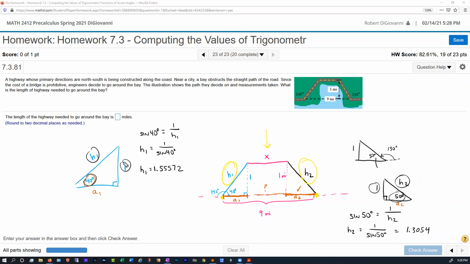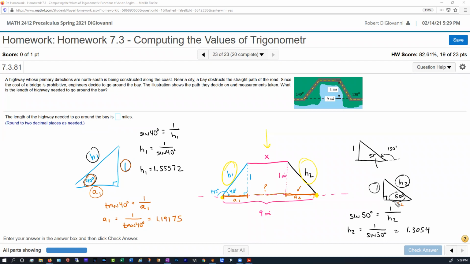So how do we find A1? I have the angle. This is the opposite. Now that's the adjacent, so that's tangent. So I can write tangent of 40 must be equal to opposite over adjacent, so that over A1. I multiply both sides by A1 and divide both sides by tangent of 40. And so I get 1 divided by tangent of 40 on my calculator. I get about 1.19175, something like that. That's A1.